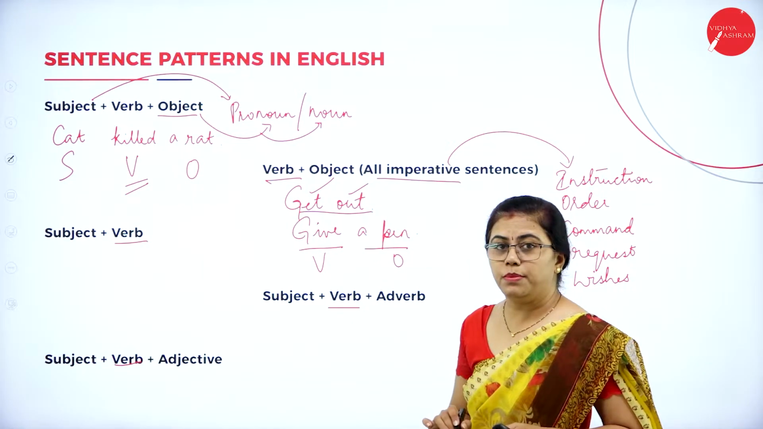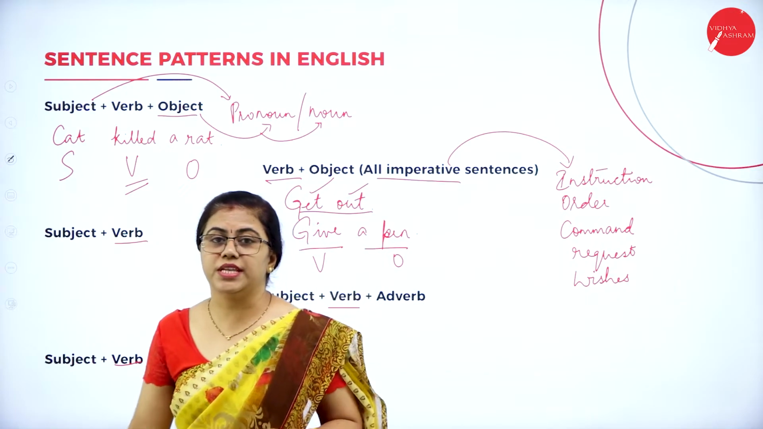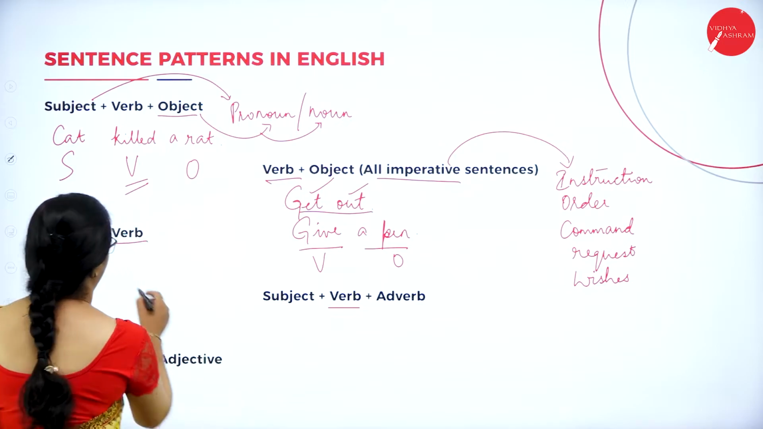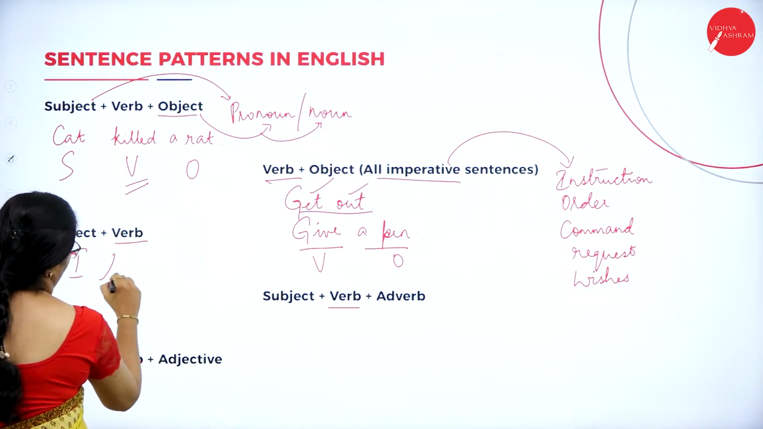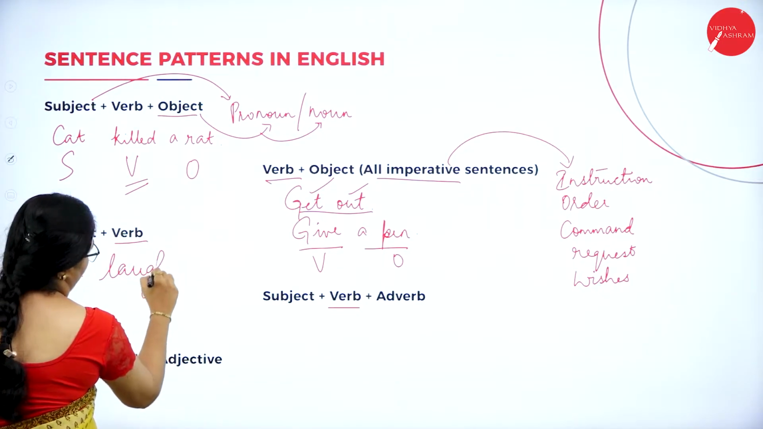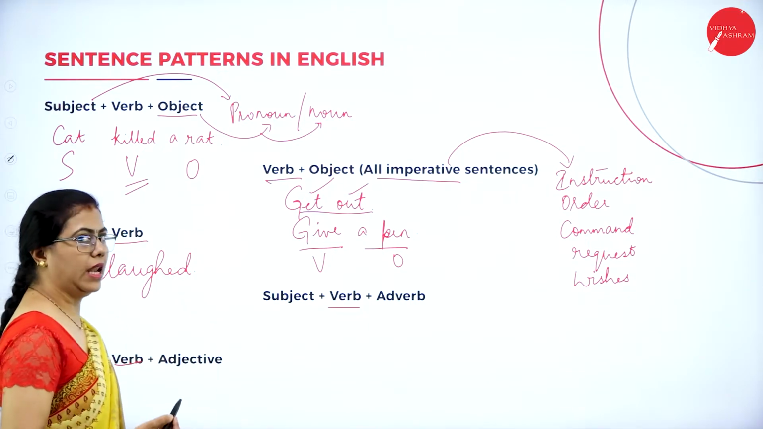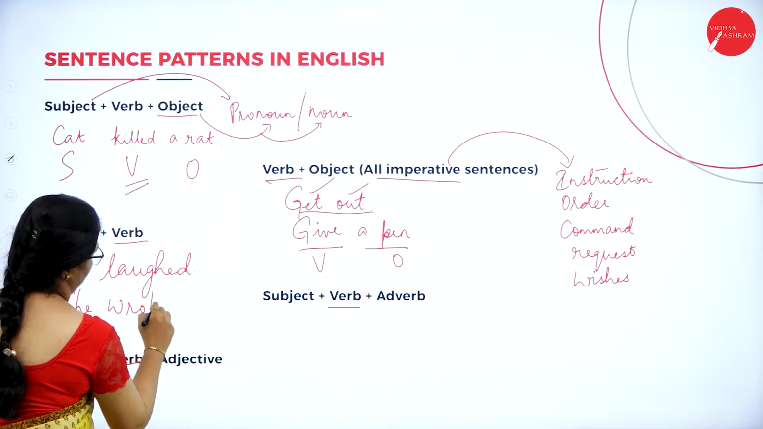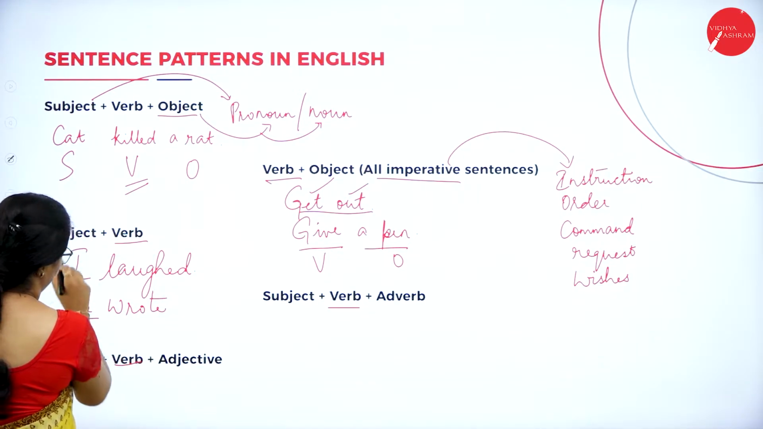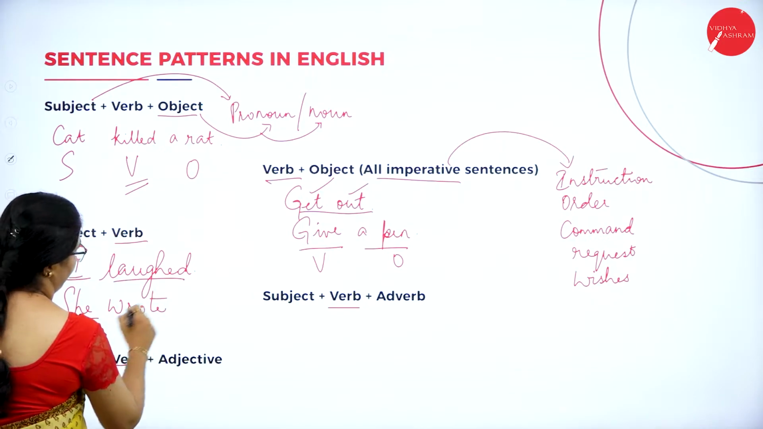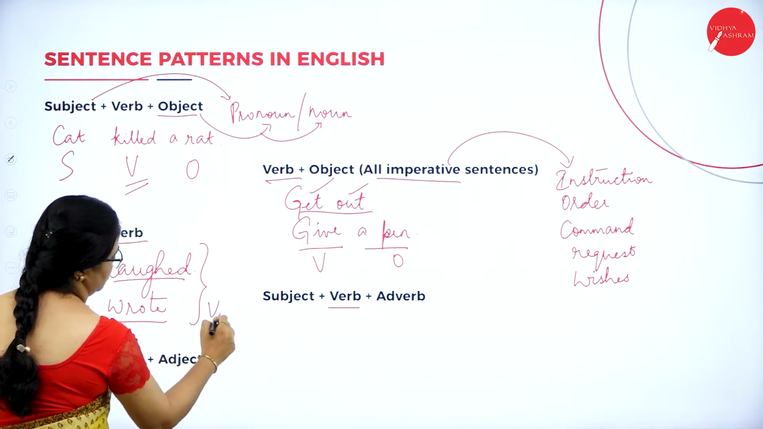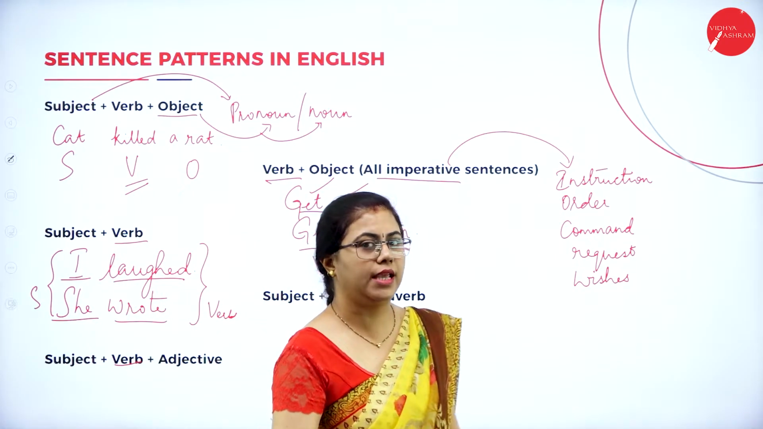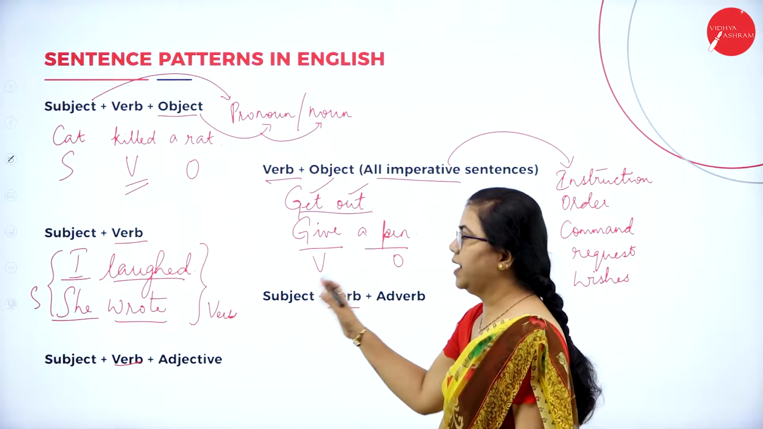And we have a few sentences which have subject and verb only. Subject and verb only. So for example, I laughed. Or maybe, she wrote. These both are subjects and these both are verbs. So this is also a type of sentence pattern in English: subject and verb.